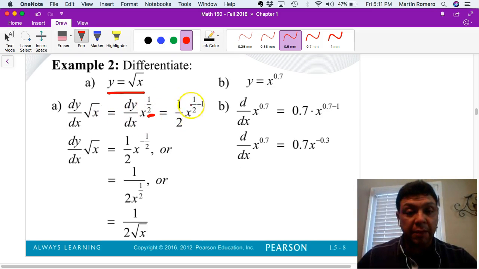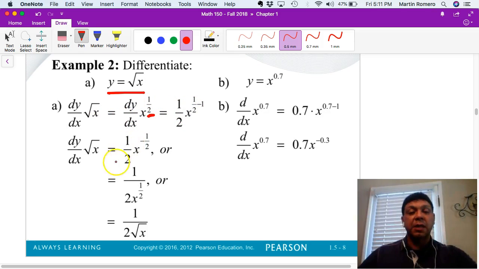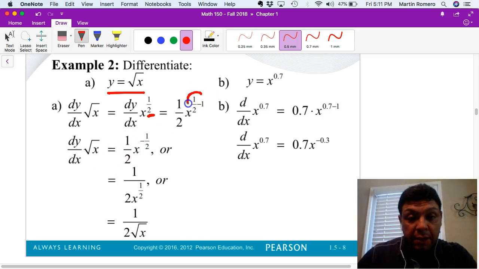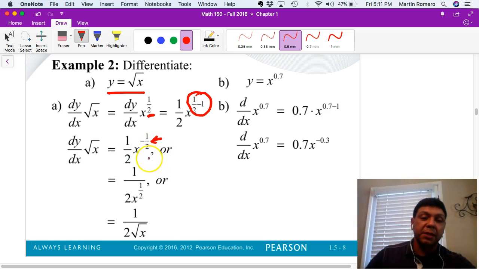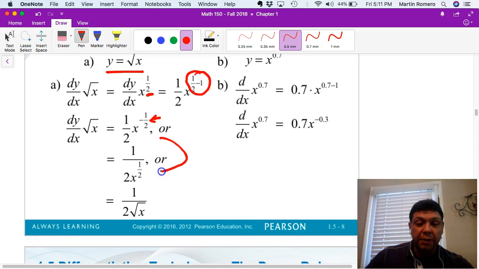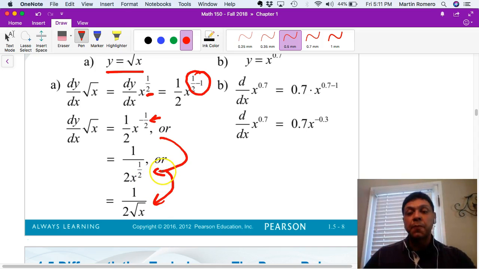The same mathematics happens. The exponent comes down in front, and then right there, that's 1/2 minus 1, which is negative 1/2. So your derivative is 1/2 x to the negative 1/2, or you can see it becomes this or this. All of these are equivalent expressions, and they are equal to each other. So keep that in mind.